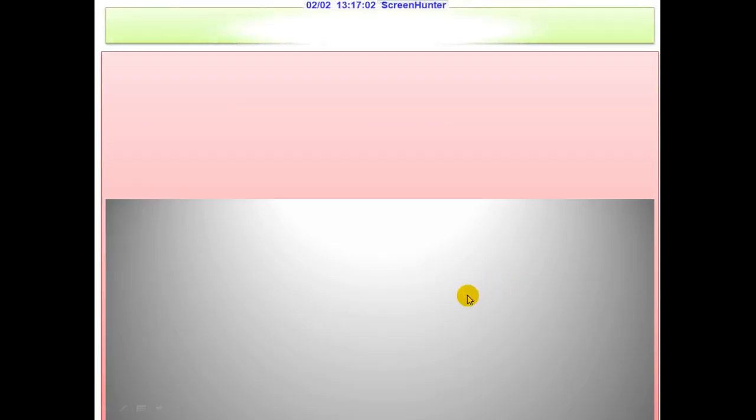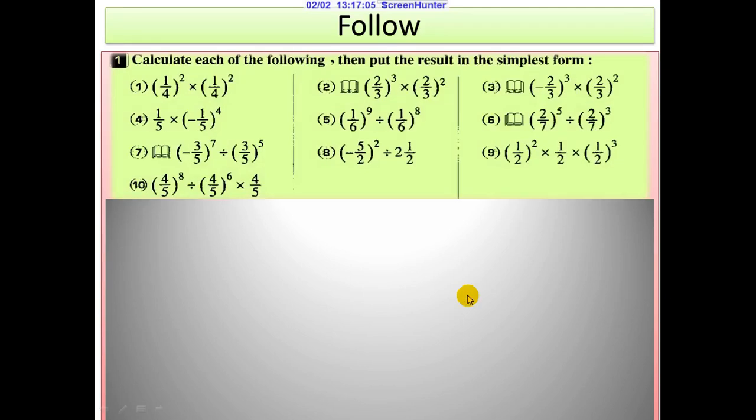Let's solve the exercises on this lesson. Exercise number 1: calculate each of the following, then put the result in simplest form. Number 1, he gave me here (1/4) raised to power 2 multiplied by (1/4) raised to power 2 also. How to solve it? I told you before, when we have two like bases and we multiply, we must add their powers. It will be equal to (1/4) raised to power 4, and distribute the power up and down. It will be 1 raised to power 4 over 4 raised to power 4, equal to 1 over 256.